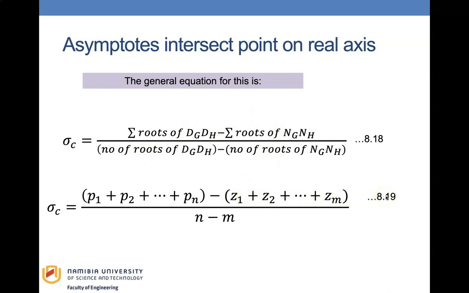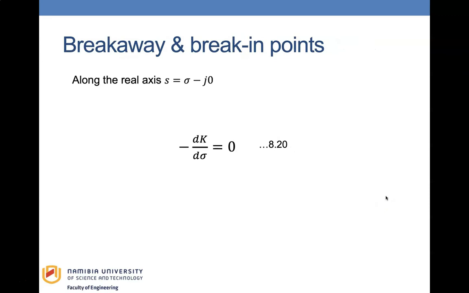And finally, we also need to find out when the root locus breaks away from the real axis and where it breaks in again. Along the real axis, s equals sigma plus j0. Therefore, the maximum and minimum values of the gain k will correspond to the breakaway and break-in points respectively. Hence, equation 8.20 will be used. These rules will be used in an example to demonstrate their application.